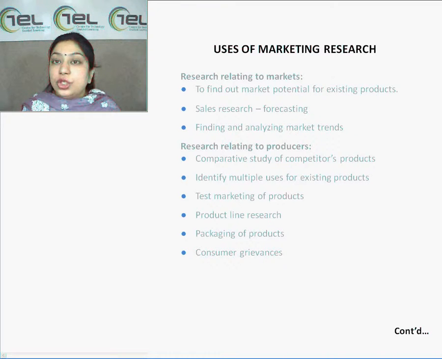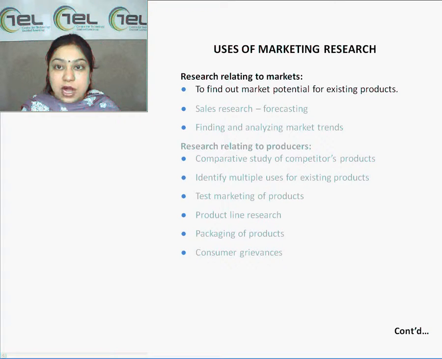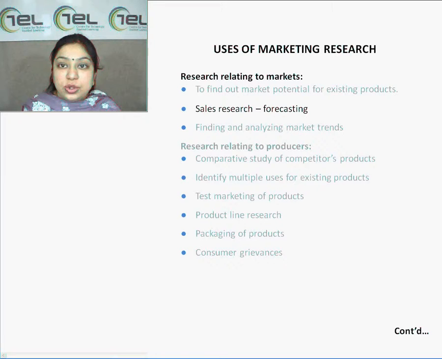Now, what are the uses of marketing research? The research relating to the market tries to find out the market potential for the existing products. Next, it tries to do sales research, that is, it tries to forecast the sales of your particular product which is already existing in the market, or when you launch a new product, what the sales of that product will be. Now, finding and analyzing the marketing trend also relates to research of the market.